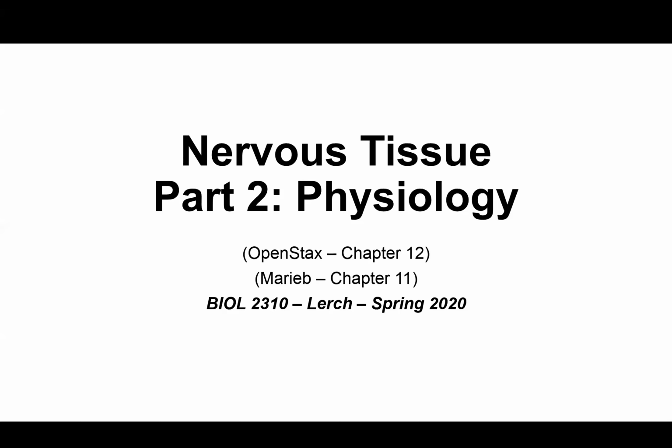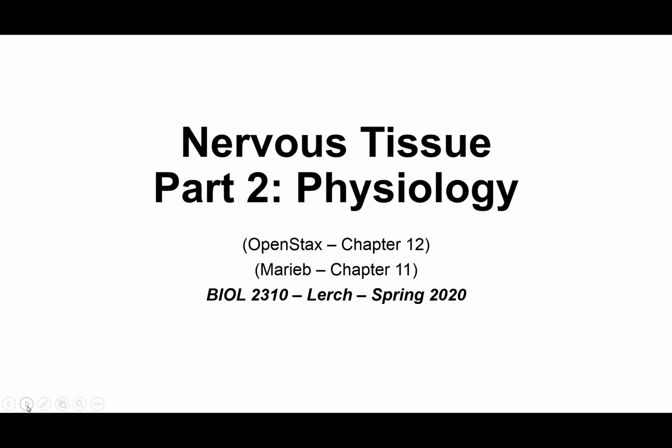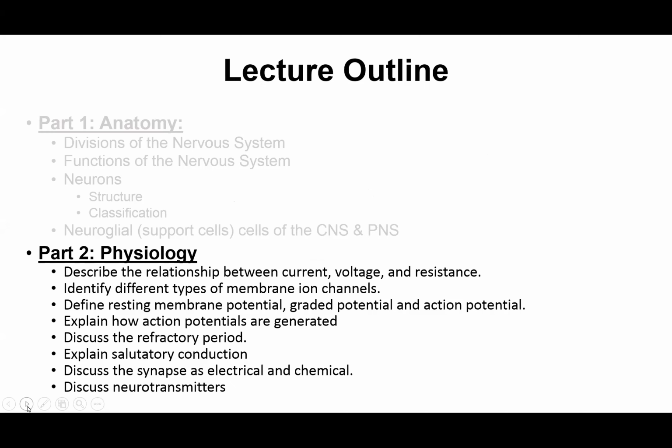All right, everybody, welcome back to part 2 of the nervous tissue lecture. In this part, we're going to talk about the physiology of nervous tissue. So we're going to talk about the relationship between current, voltage, and resistance. We're going to talk about some different ion channels, talk about something called resting membrane potential, graded potentials, and action potentials. We're going to talk about how these action potentials are generated and discuss refractory period and solitary conduction.